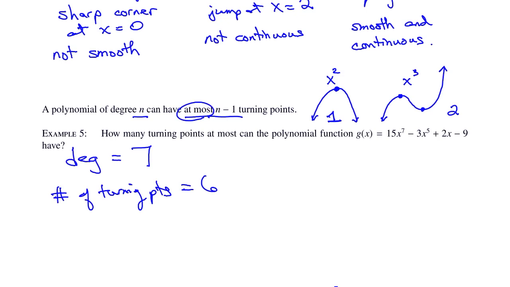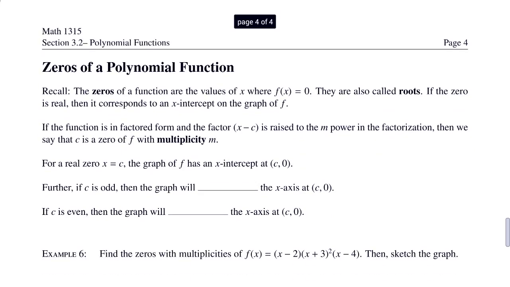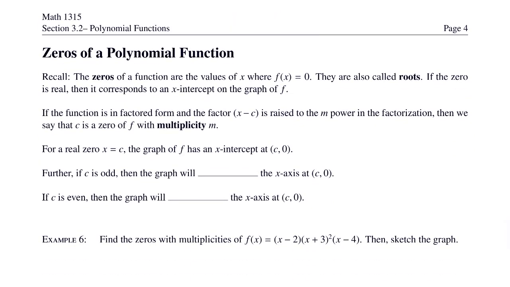Finally, let's look at the zeros of a polynomial function. Recall, the zeros of a function are the values of x where f of x is equal to 0. These are also called the roots of a function. Further, if the zero is real, not imaginary or complex, then it corresponds to an x-intercept on the graph of f.